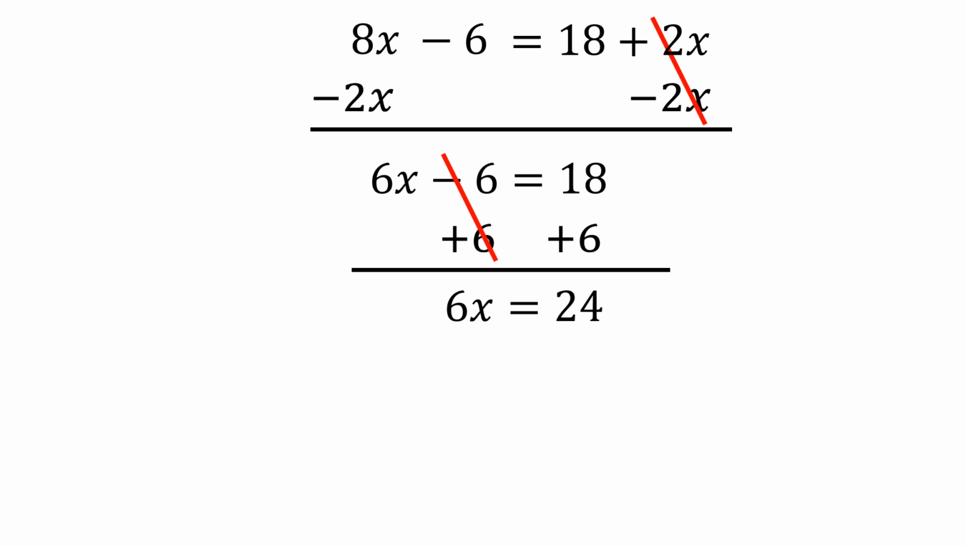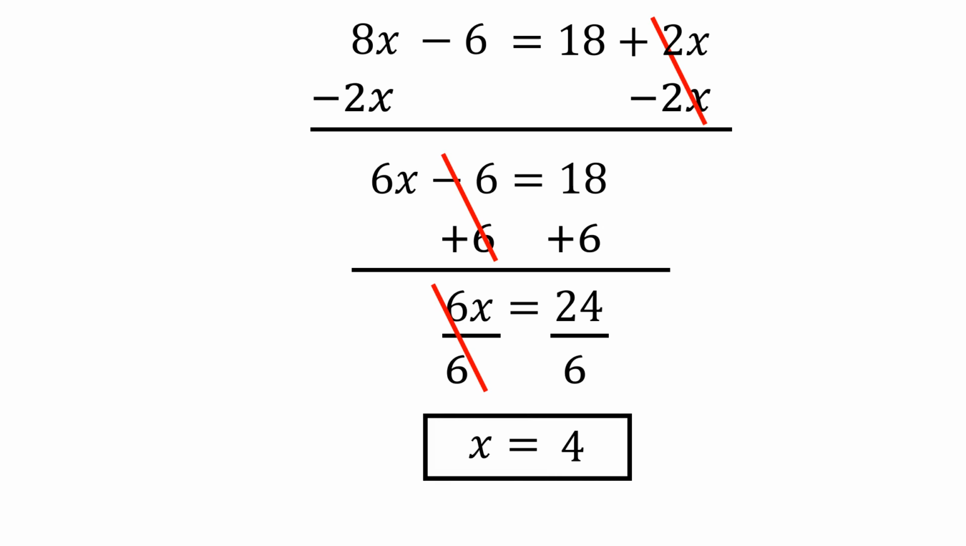The last step is to isolate the variable. We have to undo multiplying by 6. The opposite of multiplying by 6 is dividing. 6 divided by 6 will cancel out to be 1. 24 divided by 6 equals 4. Our final answer is x equals 4.